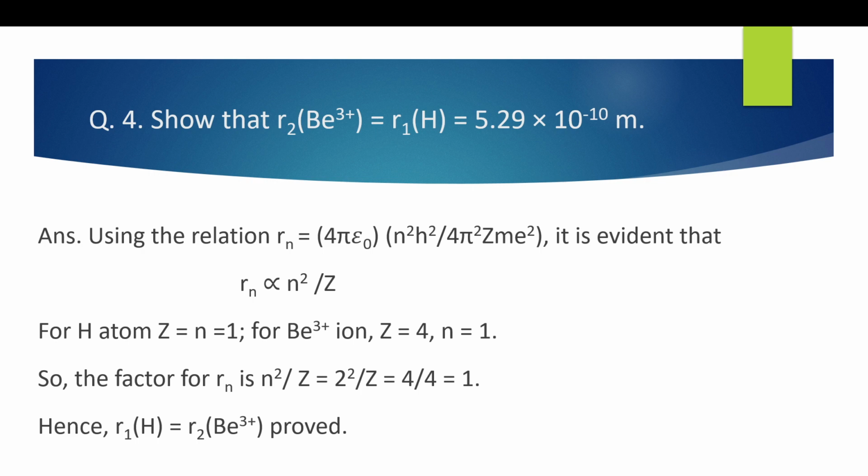Question number 4. Show that r2 of beryllium tripositive is equal to r1 of H, equal to 5.29 into 10 to the power minus 11 meter. The formula we used earlier, that is rn proportional to n square over Z. This formula can be used for calculation, and we find that the radius of first orbit of hydrogen is equal to radius of second orbit of tripositive beryllium ion. Hence proved.